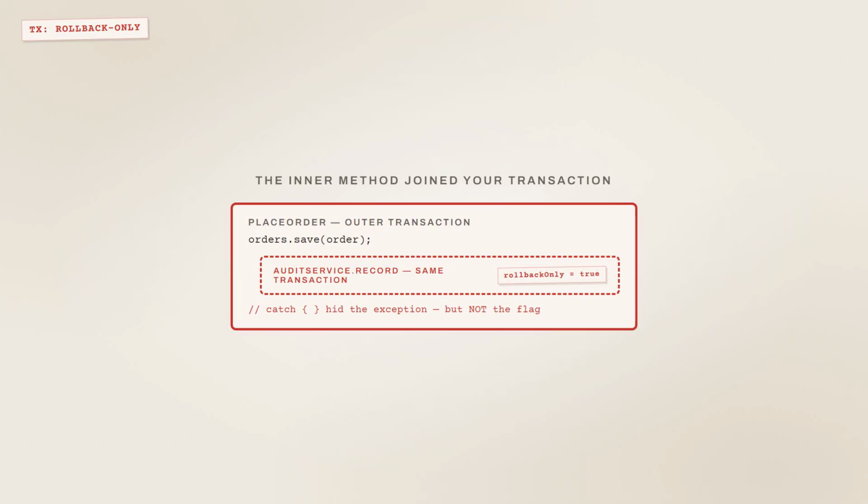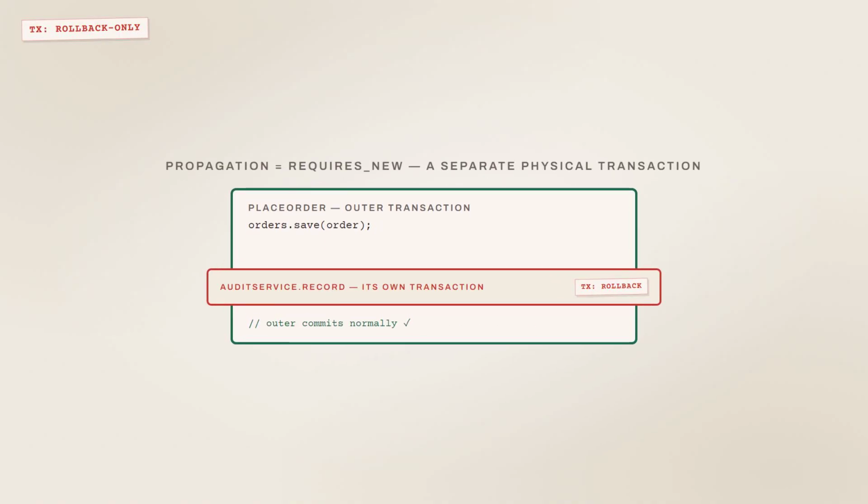The fix: when that inner work genuinely is independent, propagation equals REQUIRES_NEW. That suspends your transaction and runs the audit in a separate physical transaction, which can fail on its own without touching yours. And the free win, readOnly equals true on query methods. It tells Hibernate to skip dirty checking and flushing, because nothing's going to change.